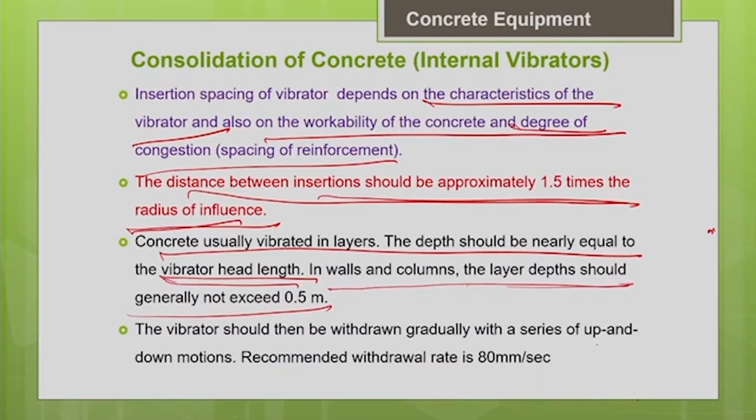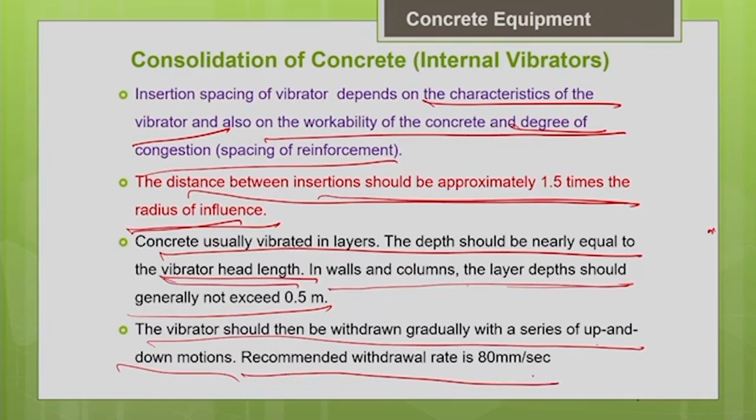And after vibration, how do you withdraw the vibrator from the concrete? Even for that there are some guidelines in the codes. Your withdrawal rate should be very slow. If you withdraw rapidly, there are chances for air entrapment during withdrawal. That is why we should slowly withdraw the vibrator from the concrete. The vibrator should be withdrawn gradually with a series of up and down motions. The recommended withdrawal rate is 80 mm per second, so slowly we should remove the vibrator from the vibrated layer.